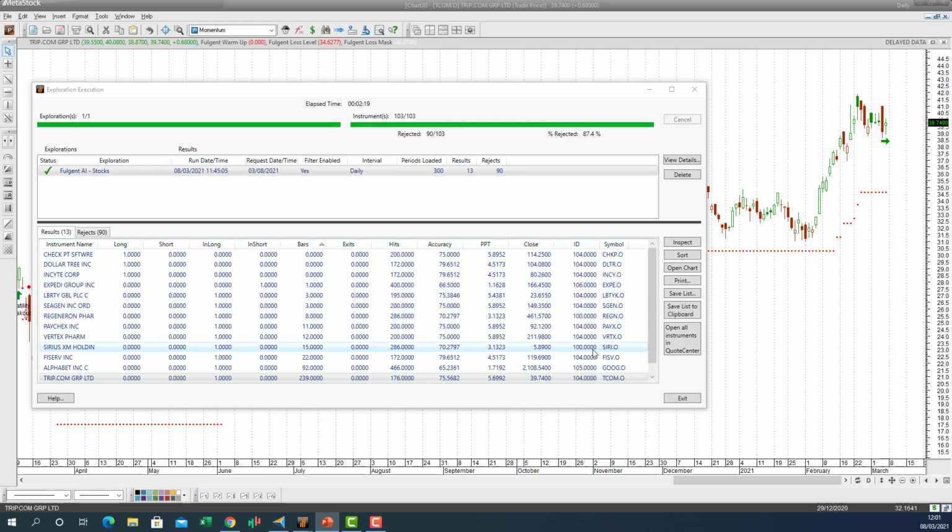Right, so these are the ones to watch, and we'll see how this week's trading is going to pan out.